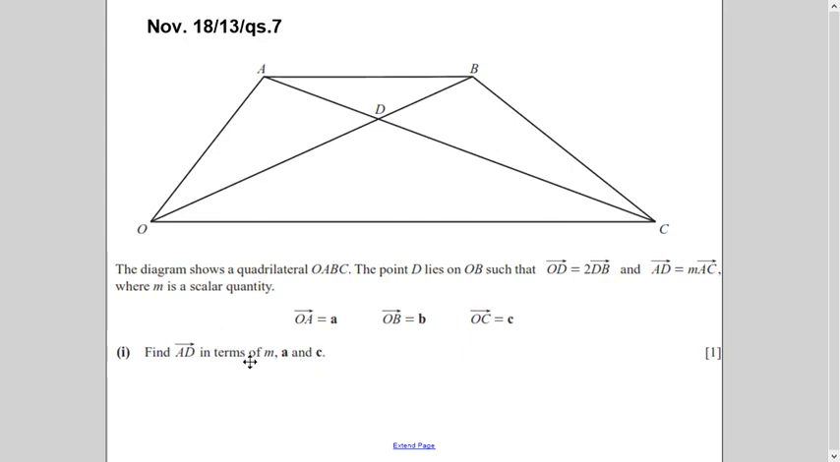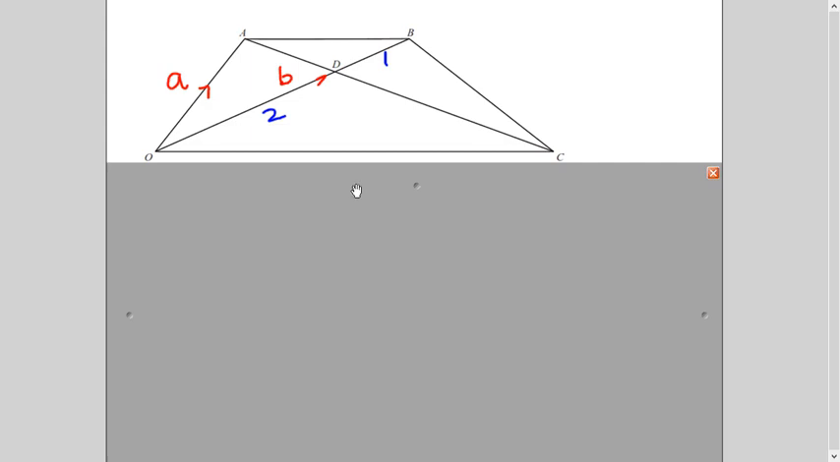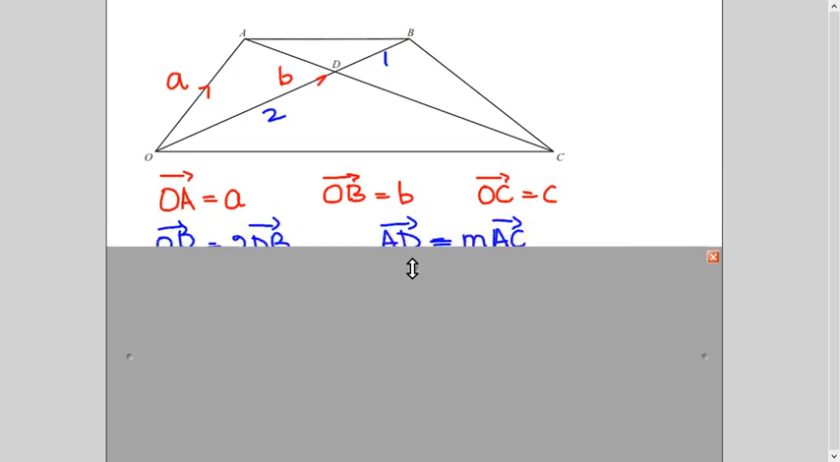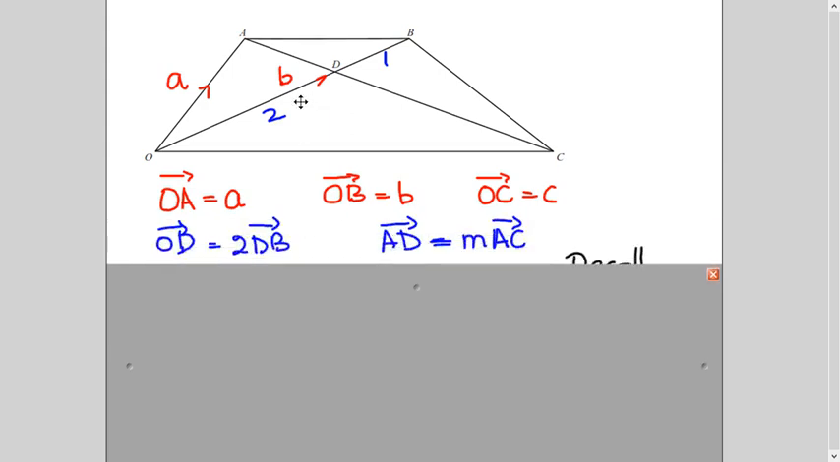So what comes to your mind? Because AD, if I have to express it, I can express it in many ways. But the condition is to express it in terms of M, A, and C. So first of all, let's write down the given information on the diagram. I always find it easy to handle once I have put all the information on the diagram. So this is my OA, and this OB is B, and this OC is your C. So now you have to express in terms of A, C, and M.